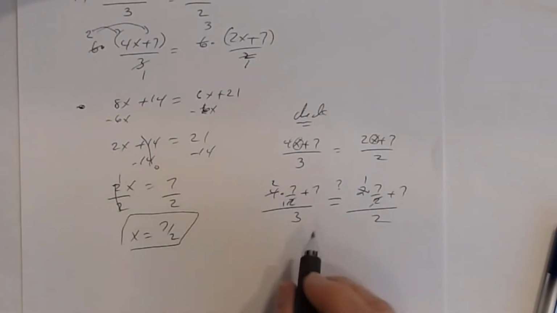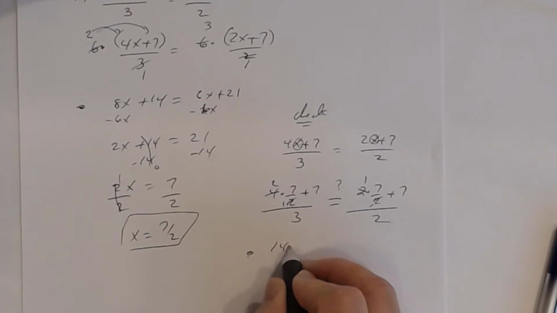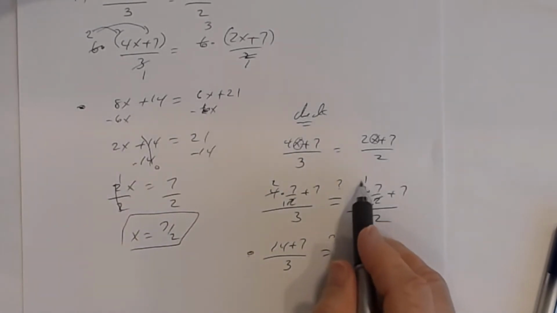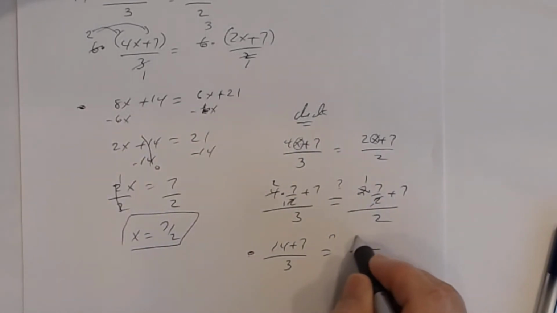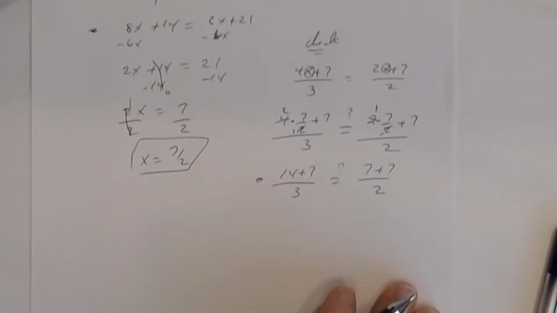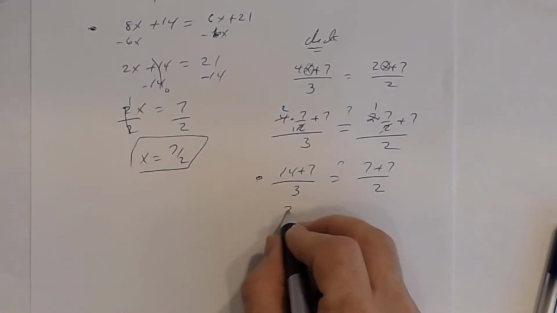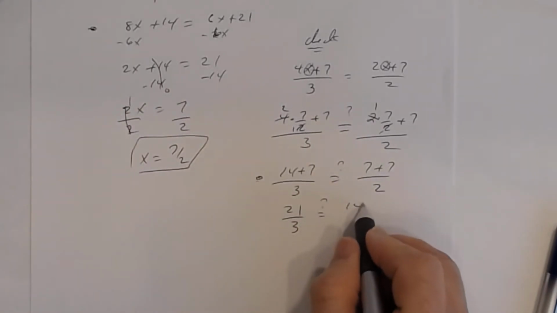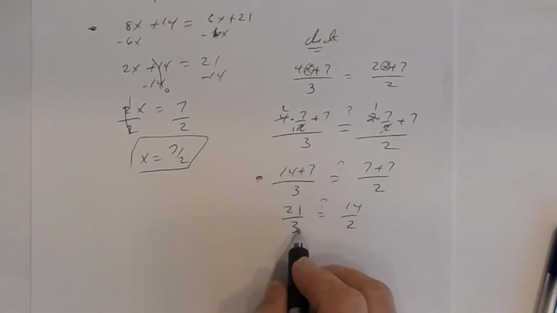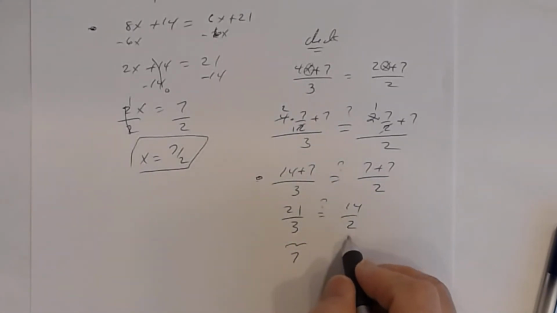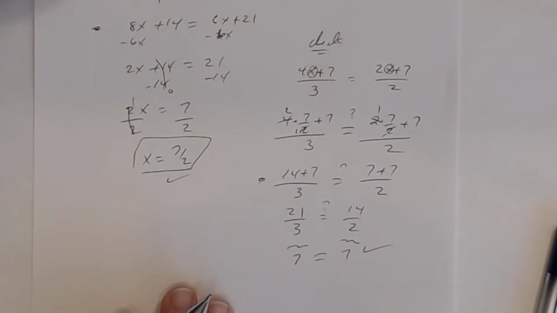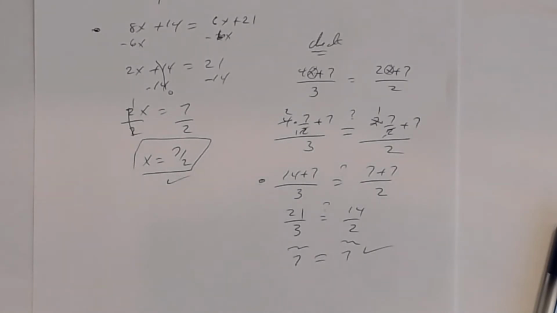2 times 7 is 14. I get 14 plus 7 divided by 3. And I want to see if that's going to equal 1 times 7 is 7, 7 plus 7 divided by 2. Well, 14 plus 7 is 21, so I get 21/3. And I want to see if that's going to equal 7 plus 7 is 14 divided by 2, right? Well, 21 divided by 3 is 7. 14 divided by 2 is 7, and they are equal. So it means that what I've done here is correct. So that's a solution. All right.